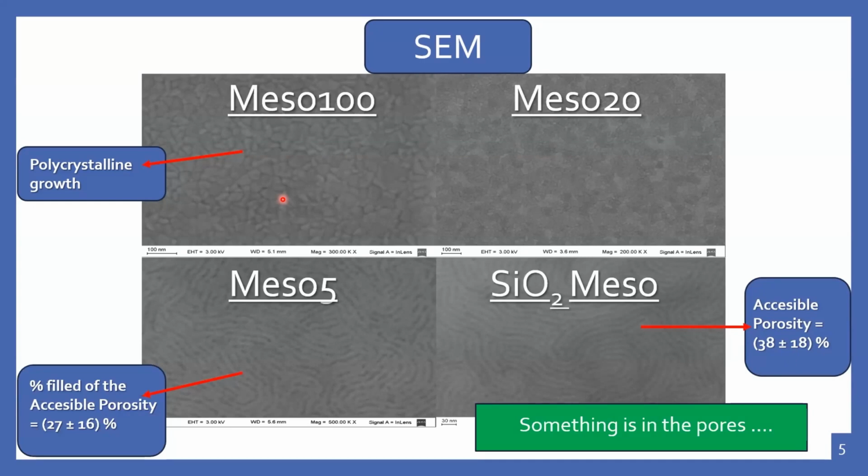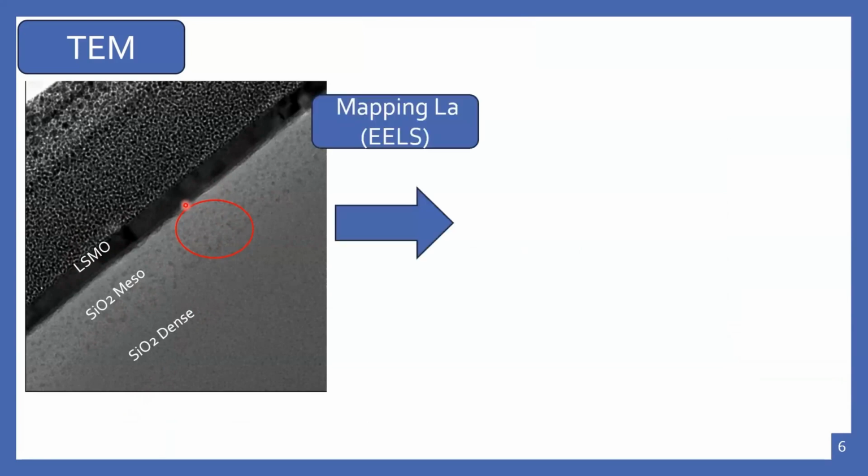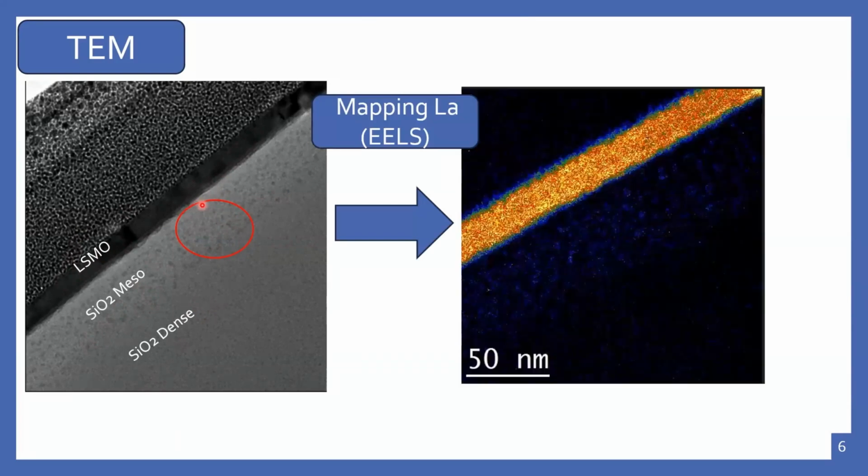So to know what is inside the mesopores, we have done transmission electron microscopy imaging. I bring you here an image for meso 20. As you can see, here is the manganite layer, the mesoporous layer, and the dense layer. There is a change in the density for the meso layer, as expected. And what we did here is mapping lanthanum by EELS. The results are here.